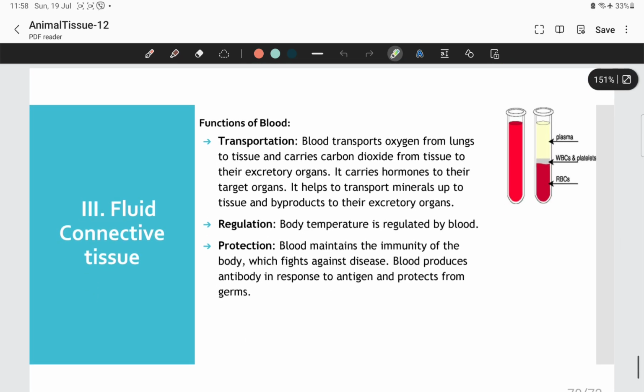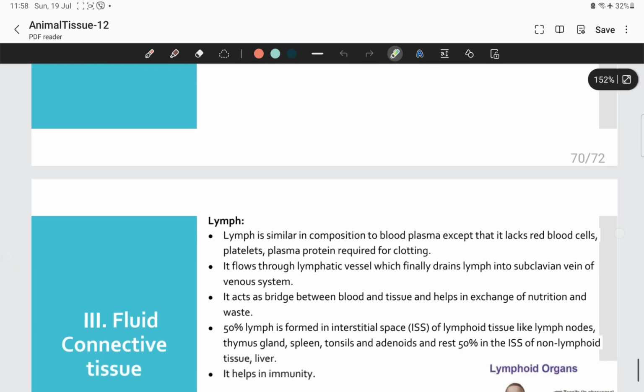The function of blood is categorized into three points: transportation, regulation, and protection. It helps to transport oxygen, nutrients, waste materials, and hormones from one part of the body to another. In regulation, it helps to control our body temperature. In terms of protection, it helps to kill or suppress the microorganisms and toxins with the help of WBC. So it protects our body from different antigens and diseases.